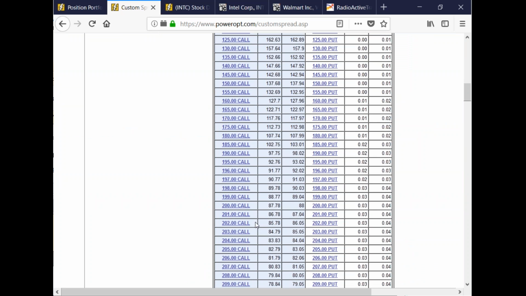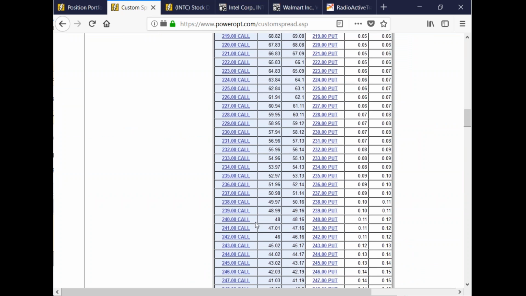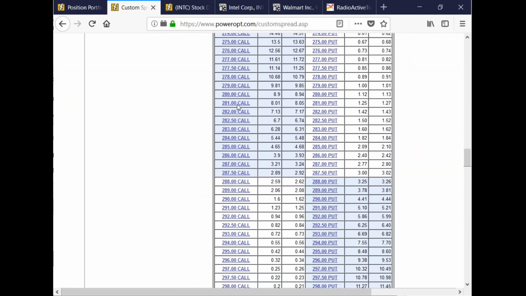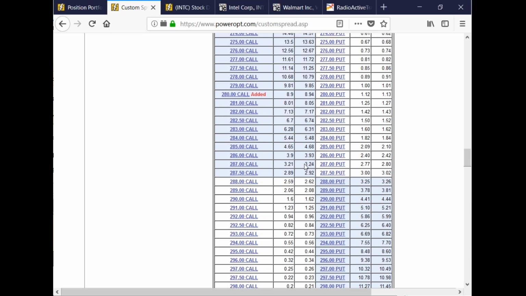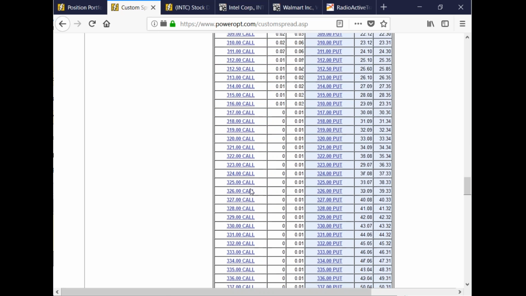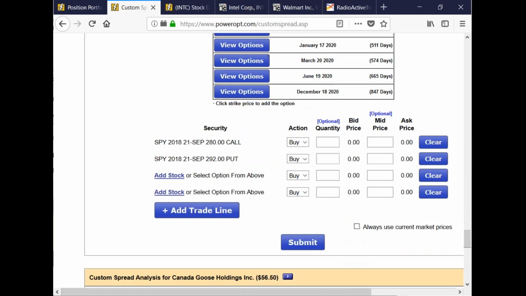I know it's shorter term than I'd prefer to use, but let's say we buy a 270 maybe? No, that's too low. Let's buy a 280 call at around 9. And at the same time, the put I'd probably buy would be a 292 put. If I was buying SPY now, it'd probably be around the 292 put to do a married put. We're just going to buy one of each.